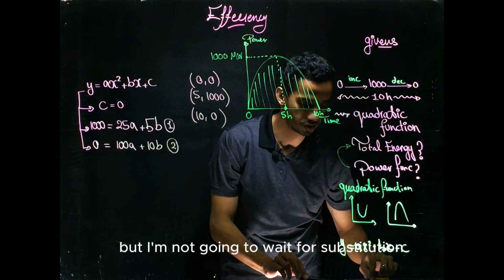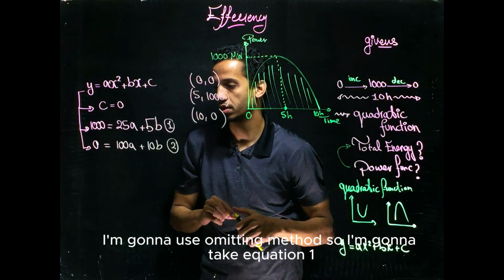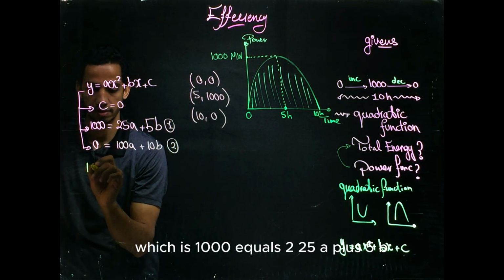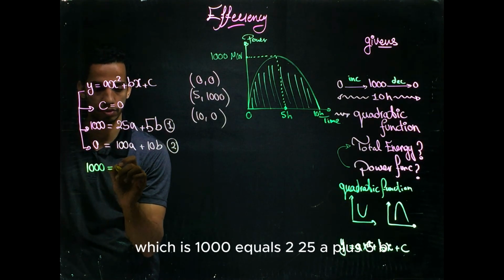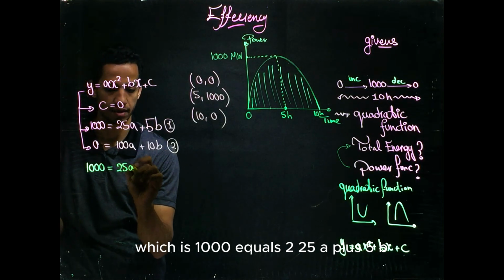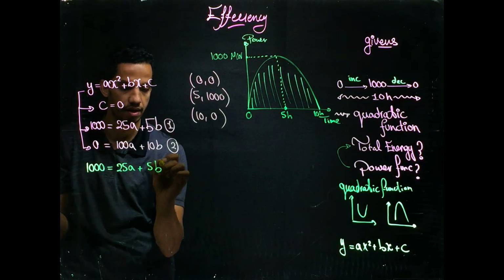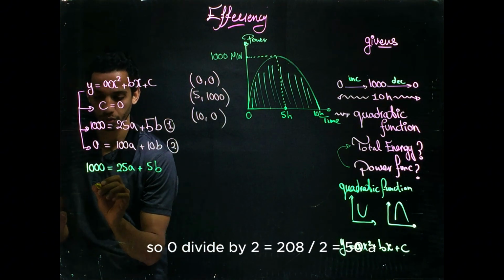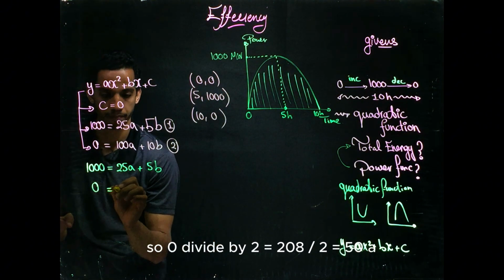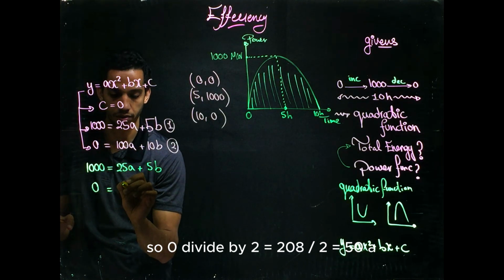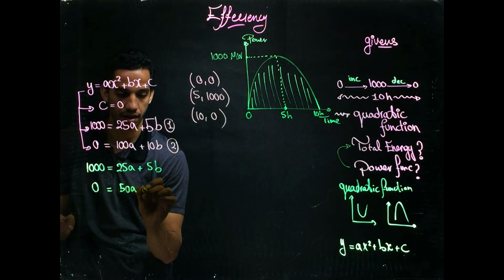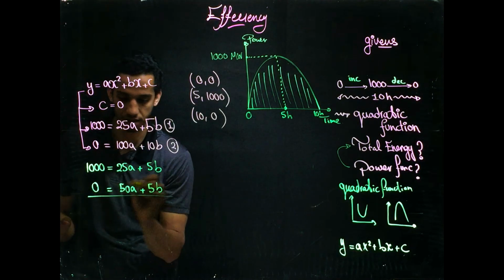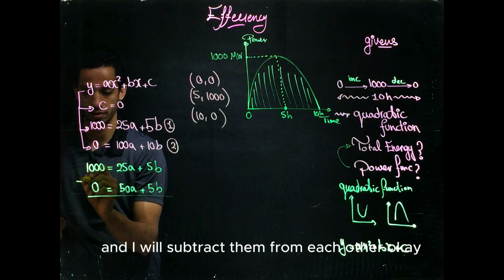But I'm not going to do it with substitution. I'm going to use the omitting method. So I'm going to take equation 1, which is 1000 equals 25a plus 5b. I'm going to take equation 2 and divide it by 2 and plug it down here. So 0 divided by 2 equals 0, 100a divided by 2 equals 50a, and 10b divided by 2 equals 5b. Okay, and I will subtract them from each other.